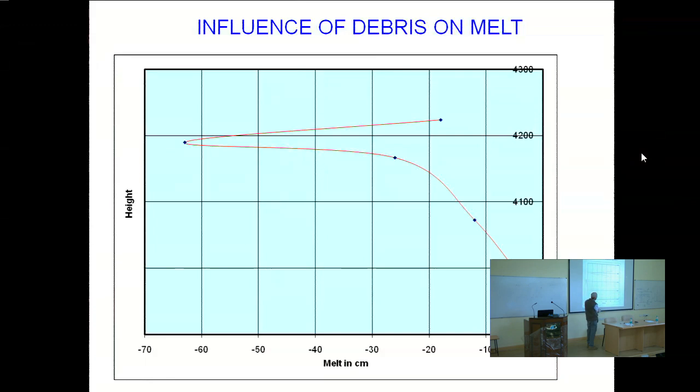Compared to 3900 meters, at 4200 meters you have a large melt. And this inversion of the curve is caused by the debris, which otherwise would have been a normal curve. Now this is the inversion, and from here on, when the ice is exposed on the surface, you can see again it is going up. So this is the influence of debris cover on melt. That is why we say that glaciers in the lower reaches are protected by the debris cover.